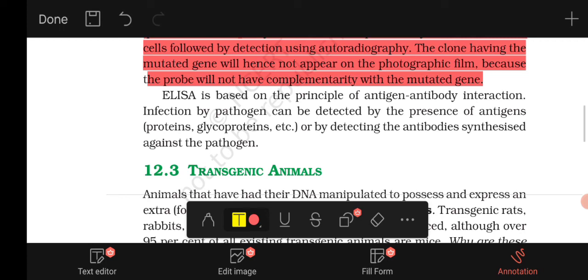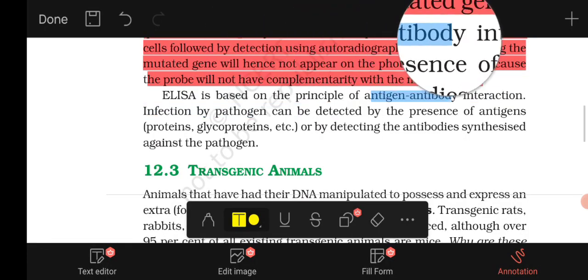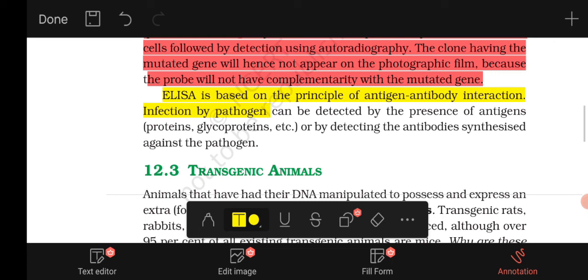Then there is ELISA, that is enzyme linked immunosorbent assay. It is based on the principle of antigen and antibody interaction. These are again of two types. In NCERT they have not given it in detail, but ELISA is of two types. Infection by pathogens can be detected either by the presence of antigens or by detecting the presence of antibodies synthesized against the pathogens. So there are two types. One type is detecting the antibodies produced against the pathogen, and the second is detecting the presence of antigens of those viruses or pathogens.